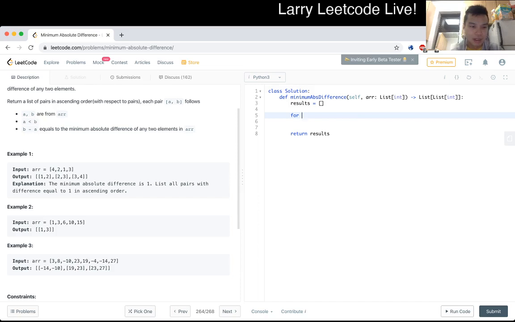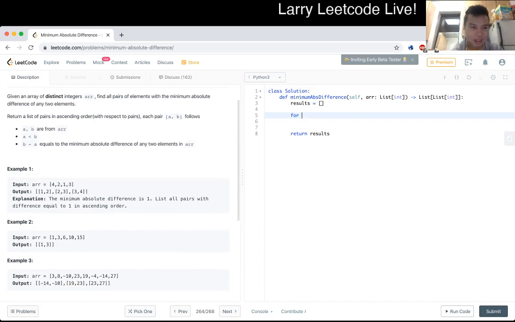There's a thing in itertools, combinations, which I don't use enough.